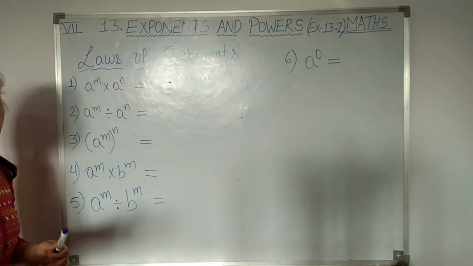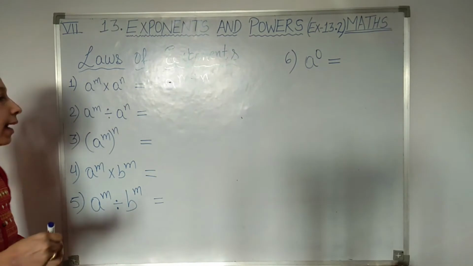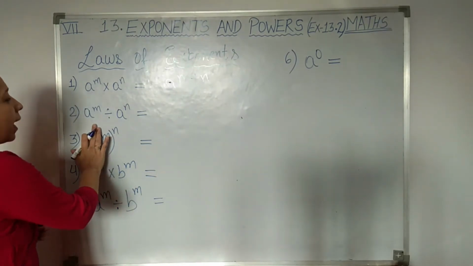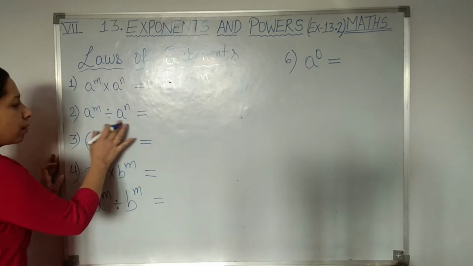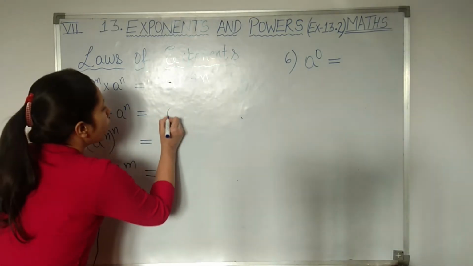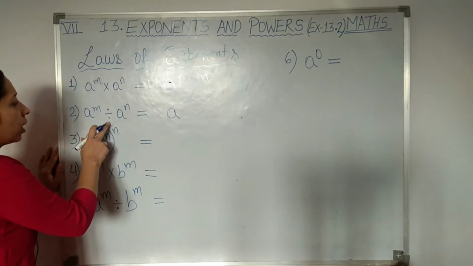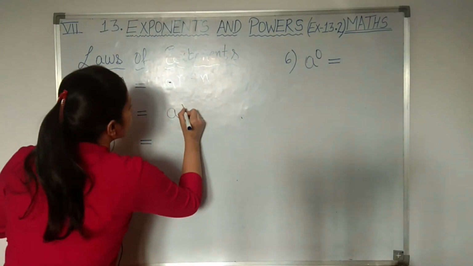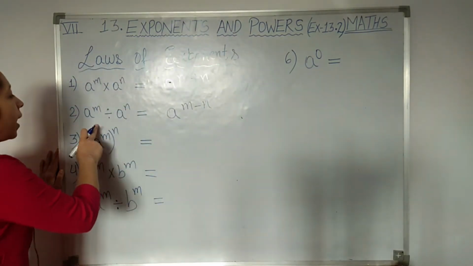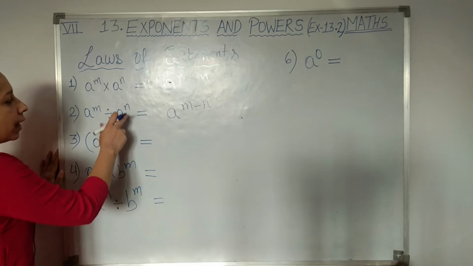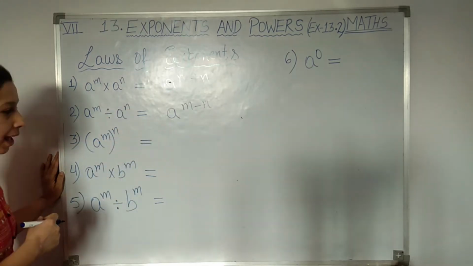Okay, the second law we are going to see, students. Let us see the second law, which states a raised to the power m divided by a raised to the power n. Again the bases are same, students, so you are going to take the base as common, and here it is in division, so the powers you are going to subtract like this. Clear students? So a raised to the power m divided by a raised to the power n is equal to a raised to m minus n.